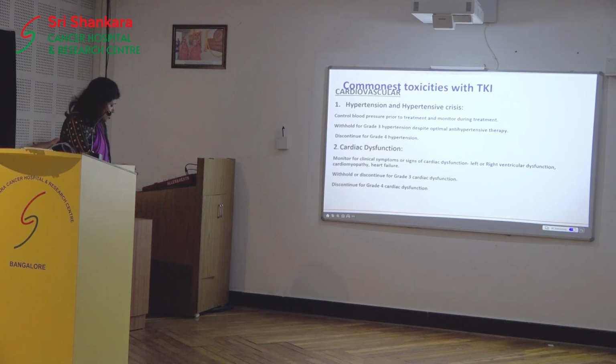So the commonest toxicities that we face with TKIs, cardiovascular, so hypertension and hypertensive crisis. So we need to constantly check on patients for BP, the blood pressure monitoring, prior to treatment, during treatment. If they are on regular antihypertensives, we need to optimize the dose. For grade 3 hypertension, we need to withhold despite optimal antihypertensive therapy, and grade 4 hypertension calls for discontinuation.